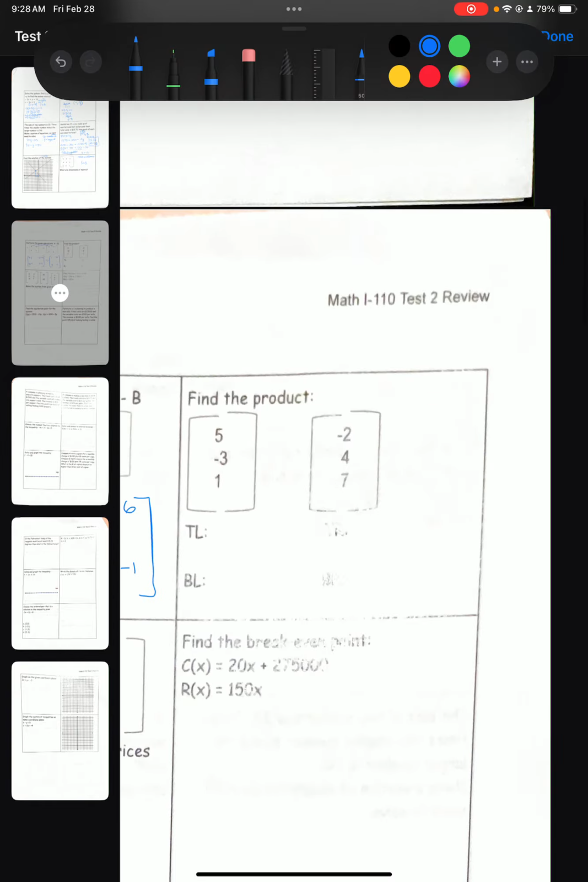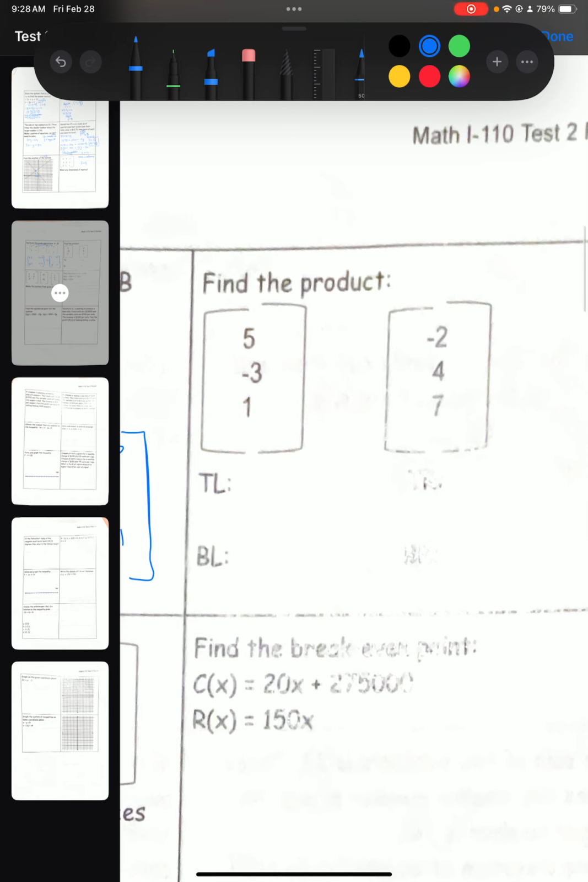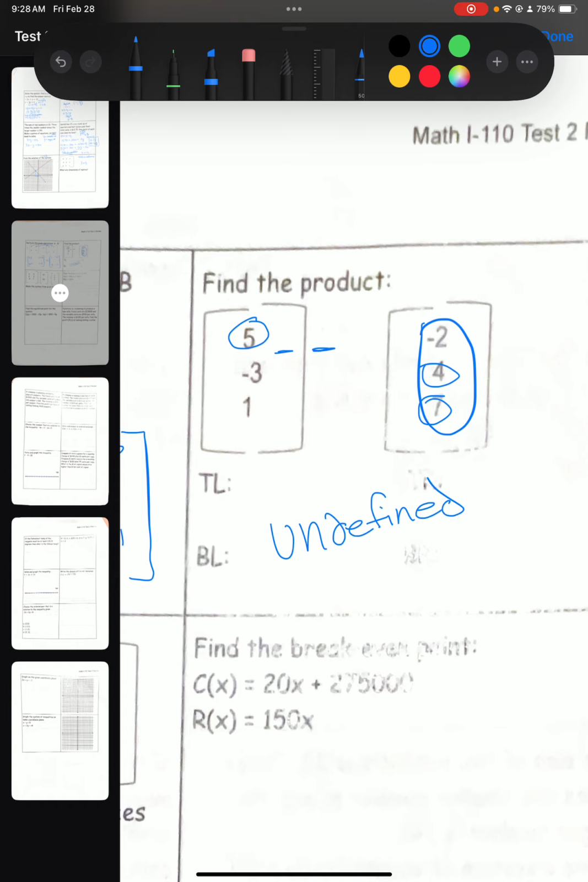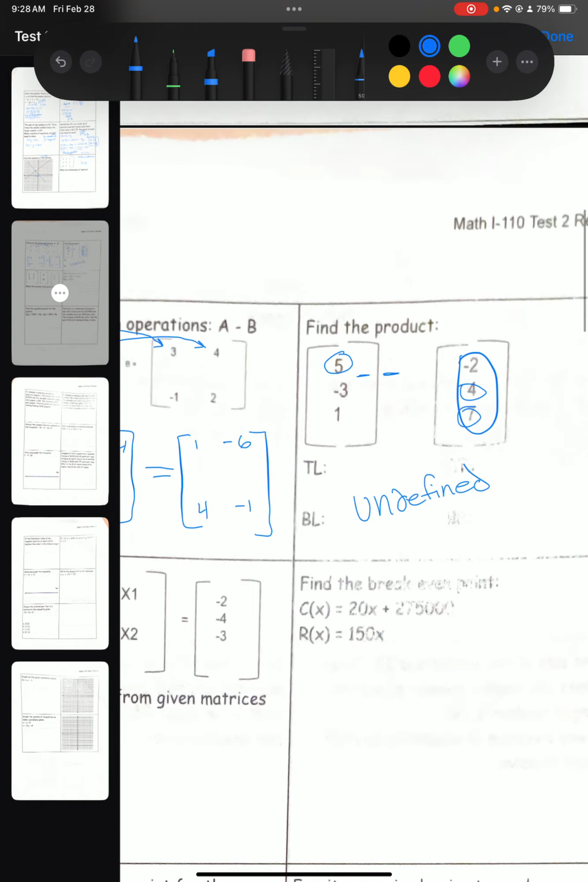And we're going to do one more before this video ends, hopefully. Find the product. When you're multiplying row by column, we don't have a matchup. It should line up, right? There should be two other numbers that we need to multiply, 4 and 7. So this would be an undefined answer. All right, and that is all we're going to have for this video.